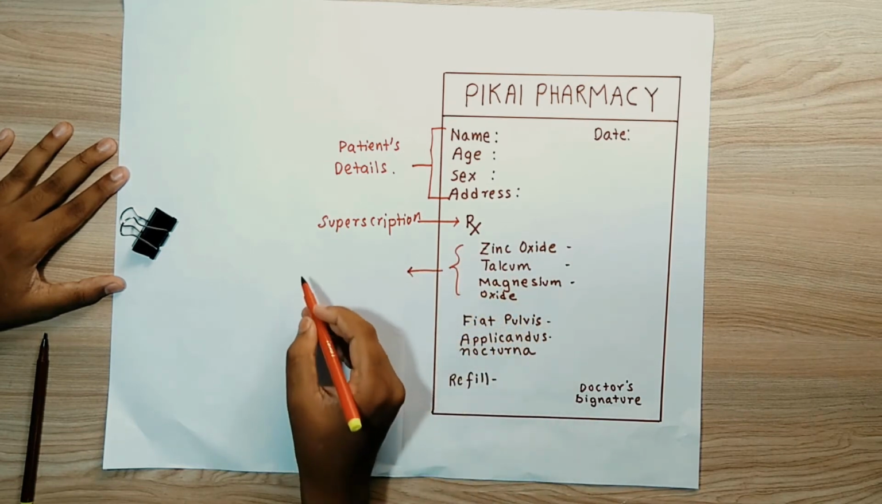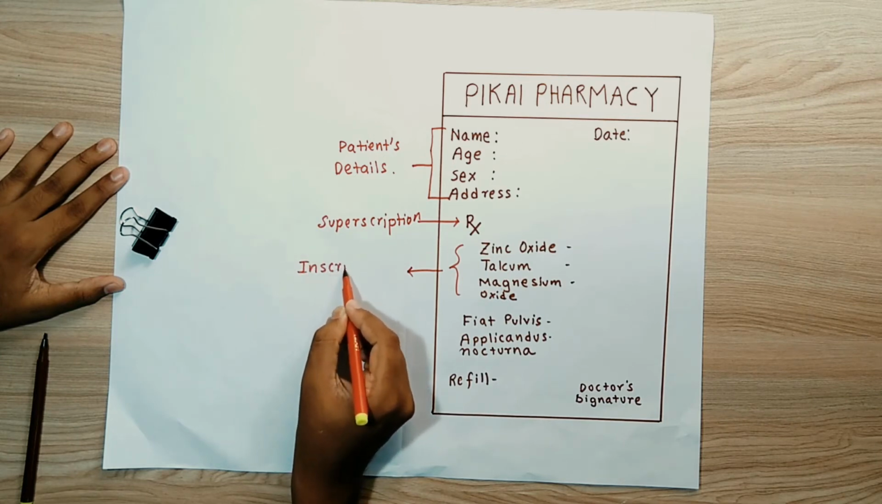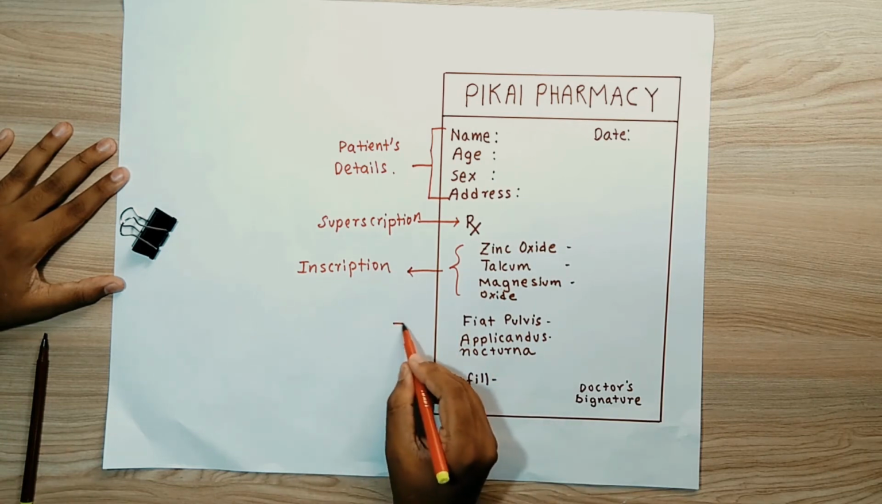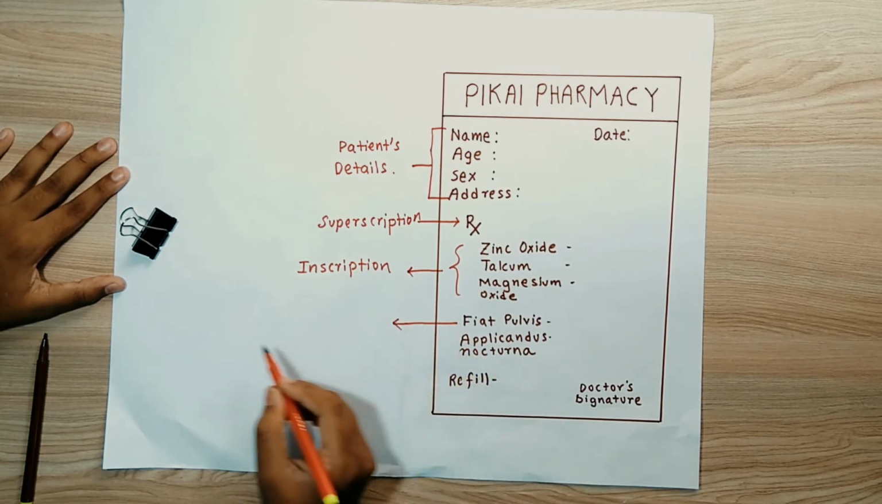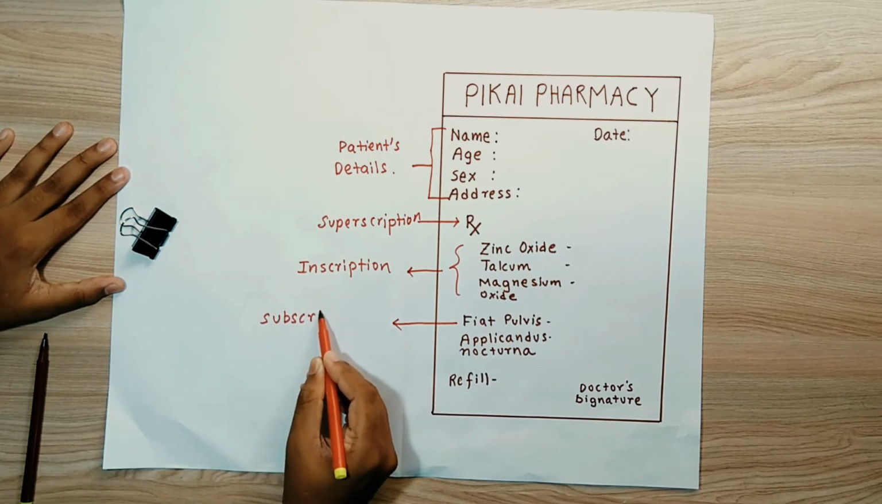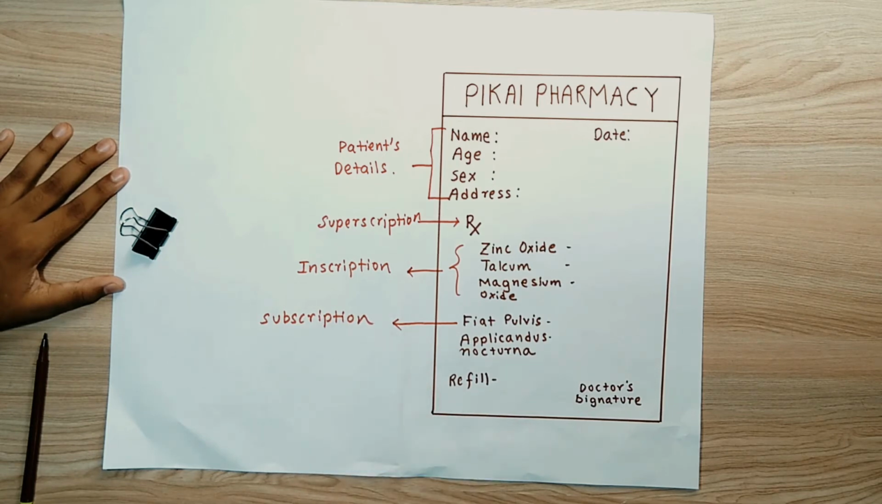Now comes the inscription. This inscription contains the ingredients of the drug that are used by the pharmacist to make, or compound, the drug. Now comes the fiat pulvis, which means make the powder. It is the subscription, which is a direction to the pharmacist by the physician on how to compound the medication, and is usually described in Latin terms.